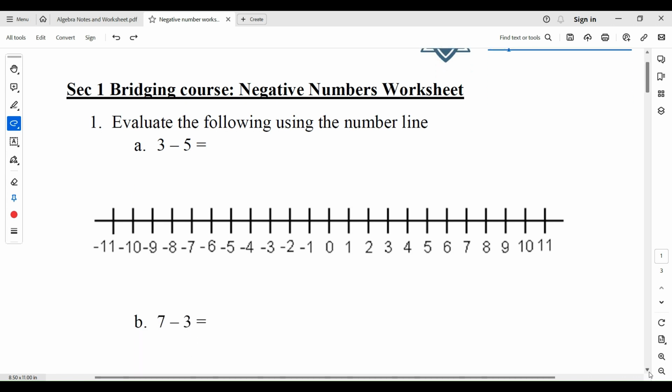So negative number worksheet. First, evaluate the following using a number line. So 3 minus 5. We'll start with 3. We'll draw a basketball here. Remember in the PowerPoint, we draw a basketball. Okay, so we have a ball here. And then minus 5. I'm going to shift by 5. 1, 2, 3, 4, 5. It's minus 5, that's why I shift to the left by 5.